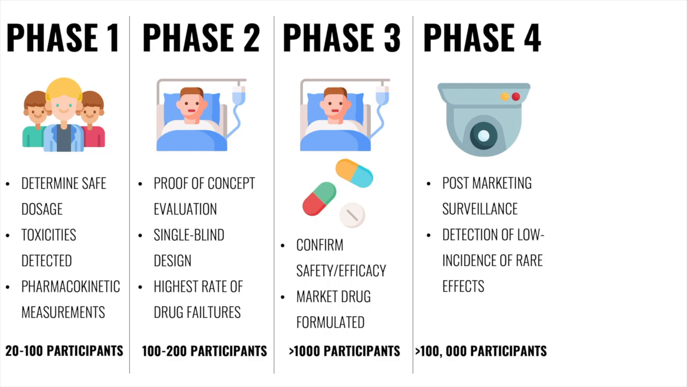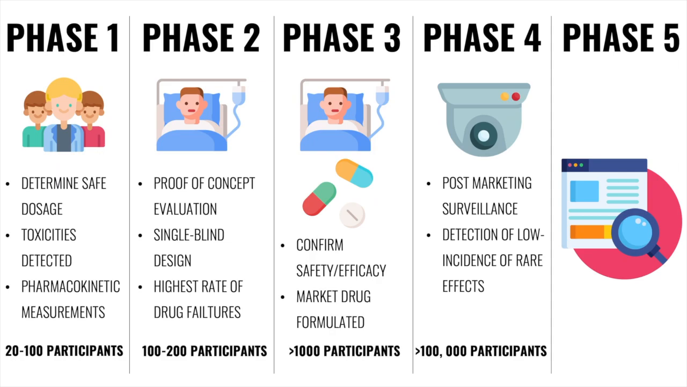When the drug is finally in the market, we move on to phase 4, where we monitor drug safety in a larger number of patients, over 100,000, and on average, this number is about 500,000. And we detect for low incidence of rare drug effects. And then in phase 5, there's translational research that can be conducted for other studies using the drug.